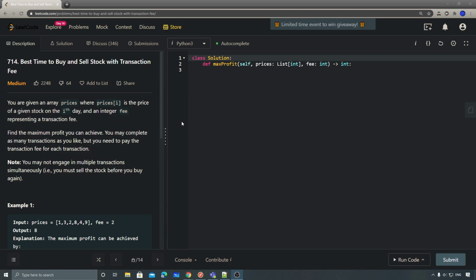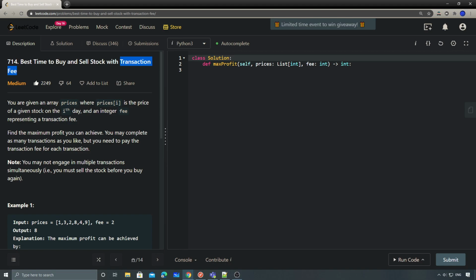So today's daily challenge problem number 714: best time to buy and sell stock with transaction fee. This is another very classic buy and sell stock problem. The only difference for this one is that each transaction has a fee, right?